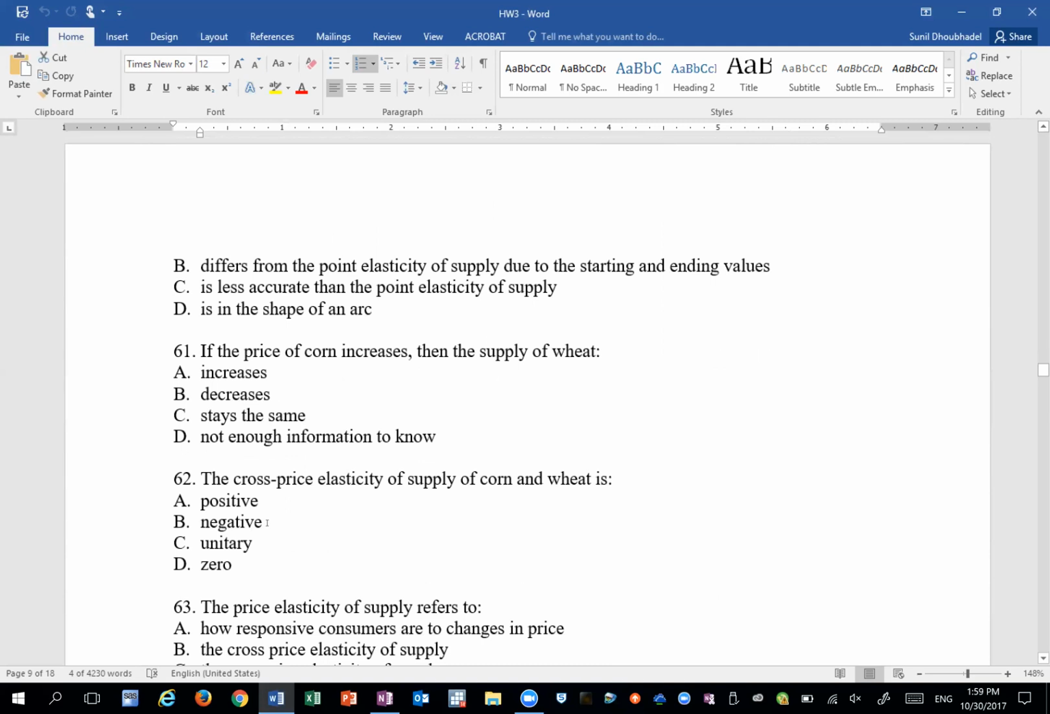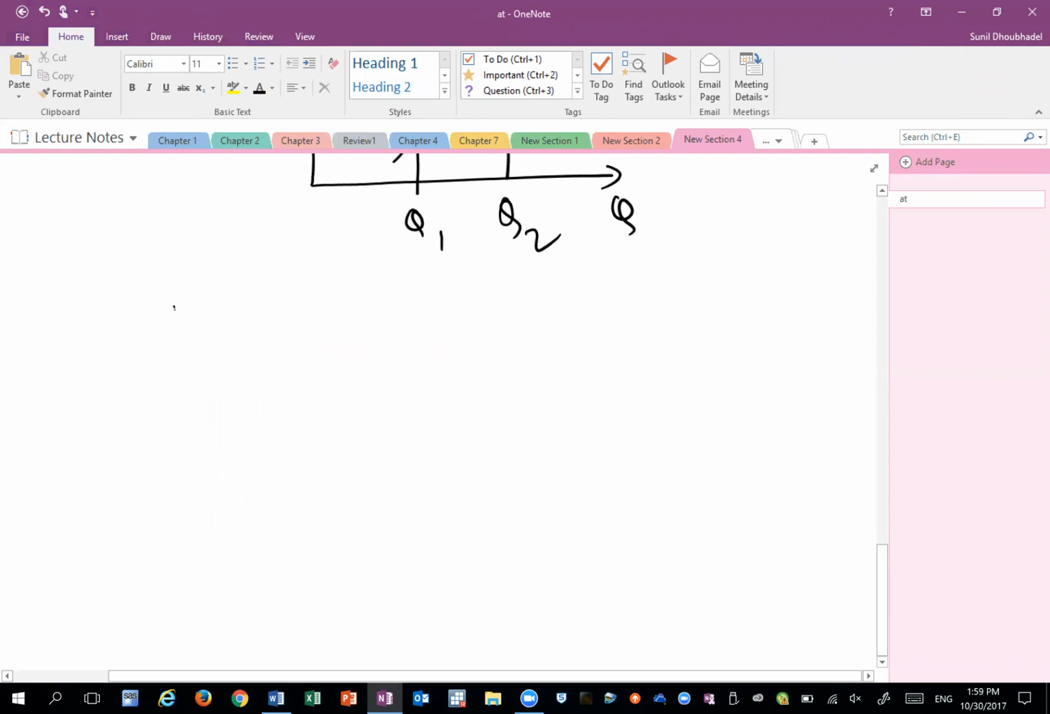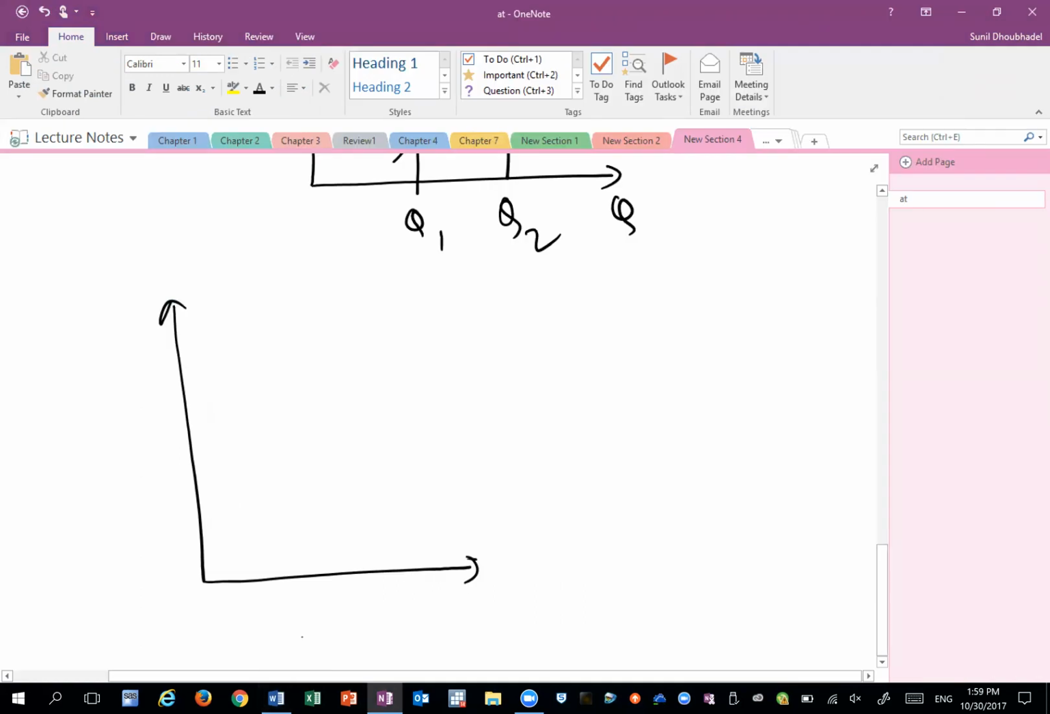Is there any question? Okay. The cross price elasticity, 62. The cross price elasticity of supply of corn and wheat is positive, negative, unitary, 0. Let me explain that with a figure. So it is asking about what? Corn and wheat supply, right? So let's say this is for corn. Price, quantity.